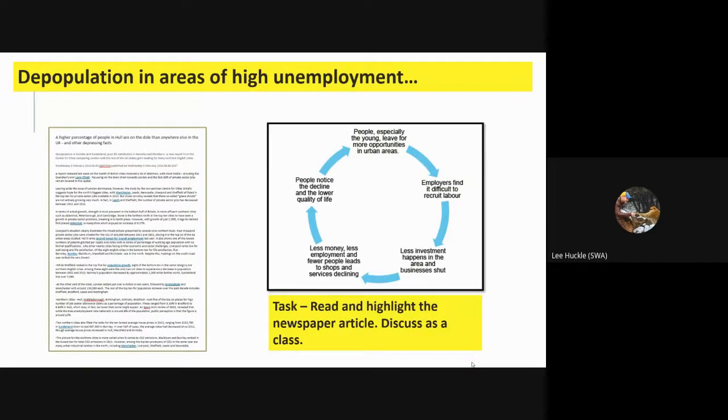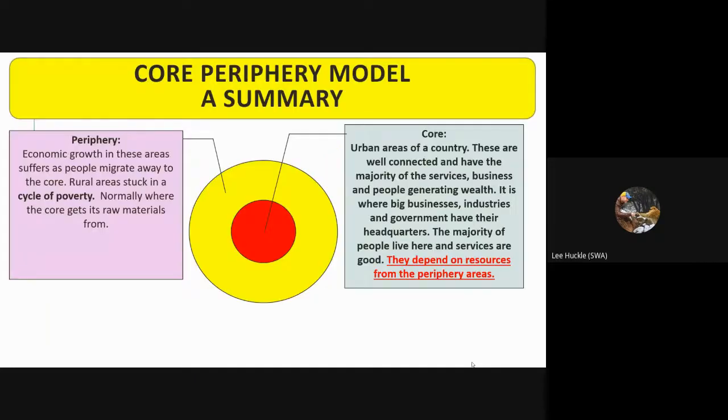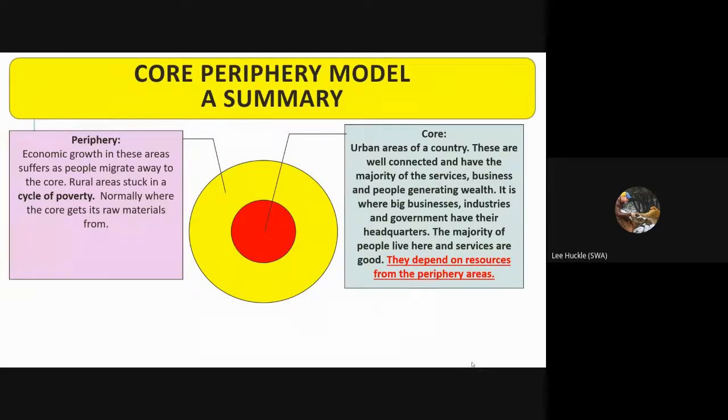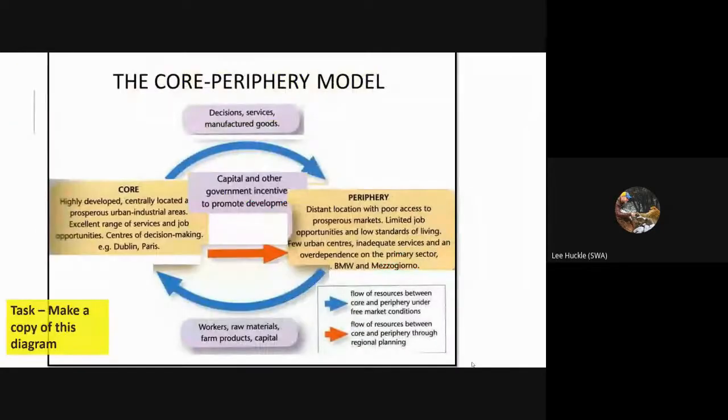We finished off by looking at depopulation in areas of high unemployment. And we looked at here the cycle of decline, if you like. So again, pause, remind yourselves of what is this cycle. And also there was an article you were given on the city of Hull. And just to remind you, what is a core area? What is a peripheral area? And that link, there's two diagrams. You can pause it on this one and then supplement it with this one as well.